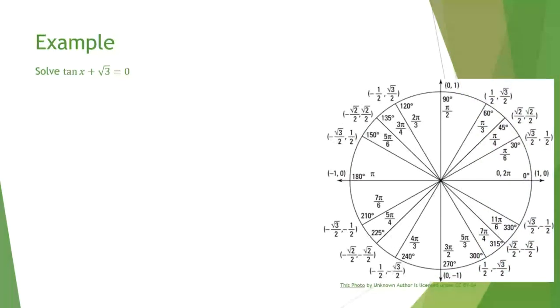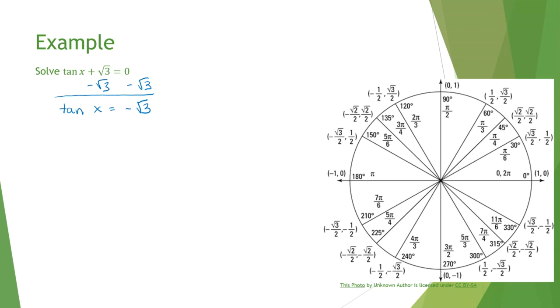Okay, so we need to solve tangent of x plus the square root of 3 equals 0. So first, in order to solve these, you want to get tangent by itself. So I'm going to start by subtracting the square root of 3 on both sides. So we get the tangent of x equals negative square root of 3.